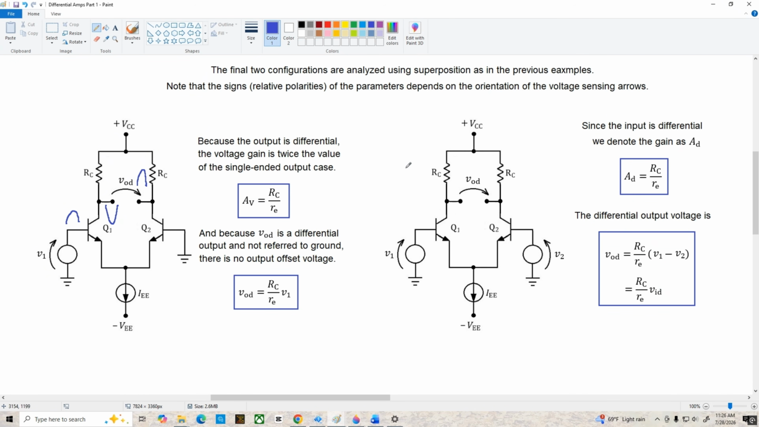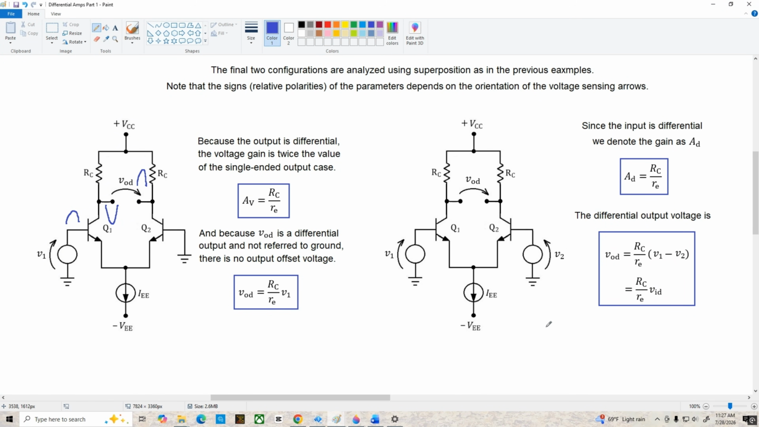And finally, over here on the right, we've got differential in, differential out. Since it is a differential output, the gain is going to be RC over little re. It's twice what we would get for a single-ended output amplifier. And if we go through the analysis, the differential input voltage is again V1 minus V2. So the differential output is equal to the gain times the differential input, RC over little re times VID.